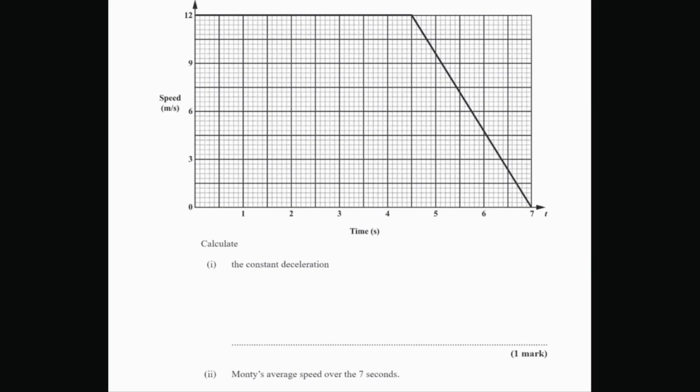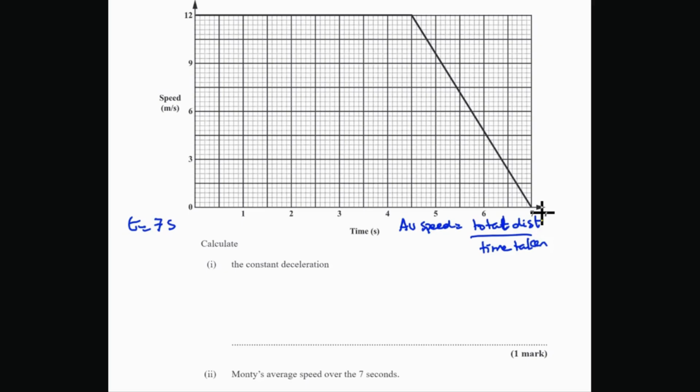So for the final part of this question, we are asked to calculate Monty's average speed over the 7 seconds. So I'm just going to write on top here because this is where I have more space. If you recall, the formula for the average speed is equal to the total distance covered over the time taken. So let's start with the bottom. What is time in this case? The time taken is simply from 0 to 7 seconds. That was the entire trip. So the time is 7 seconds.